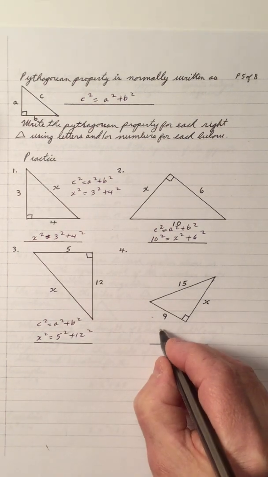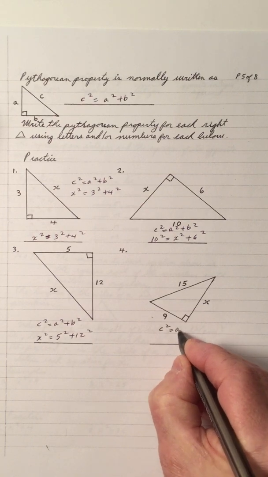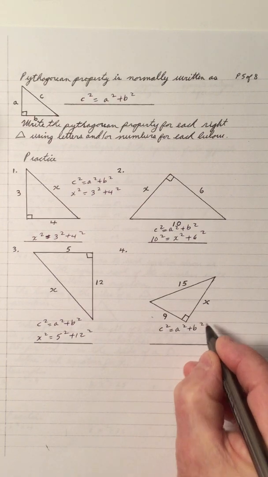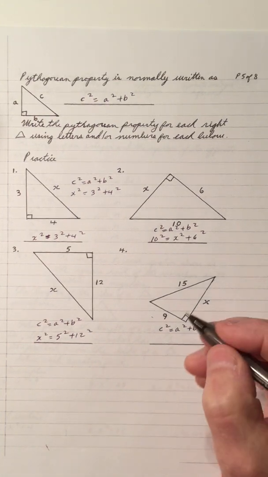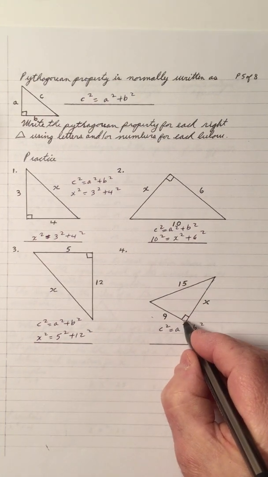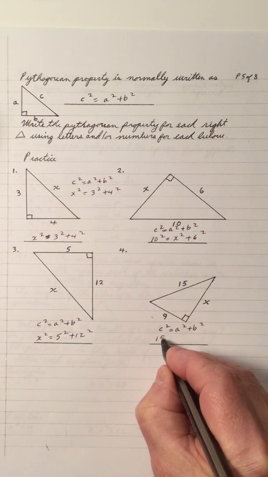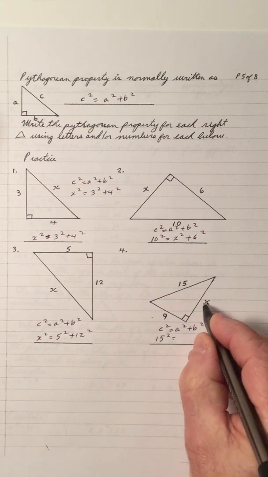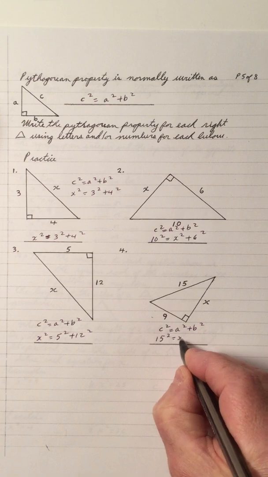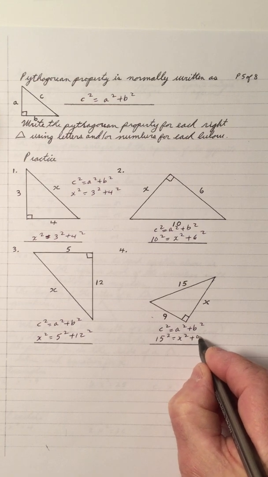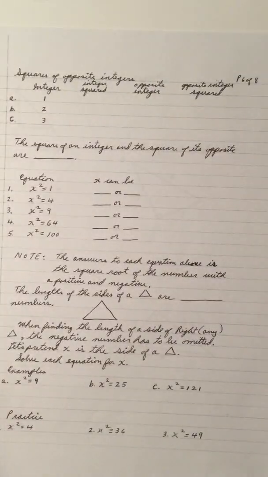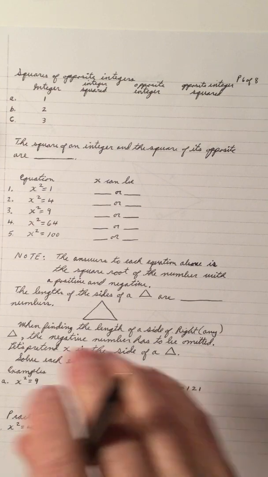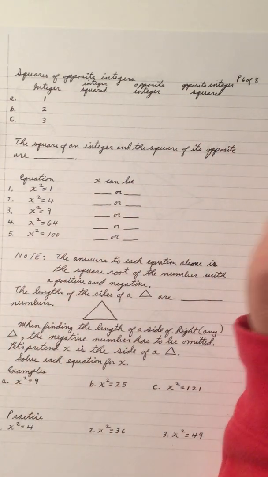The Pythagorean property, C squared equals A squared plus B squared. Keep repeating it, keep writing it down, and you normally won't go wrong. The hypotenuse is 15, that's in the place of C, 15 squared. X and 9 are the legs, so it's x squared plus 9 squared. Practice writing it out. Can't go wrong when you want to work out Pythagorean property. Always write down C squared equals A squared plus B squared.